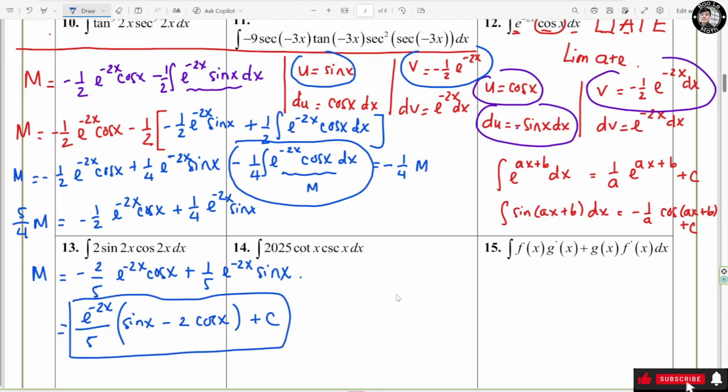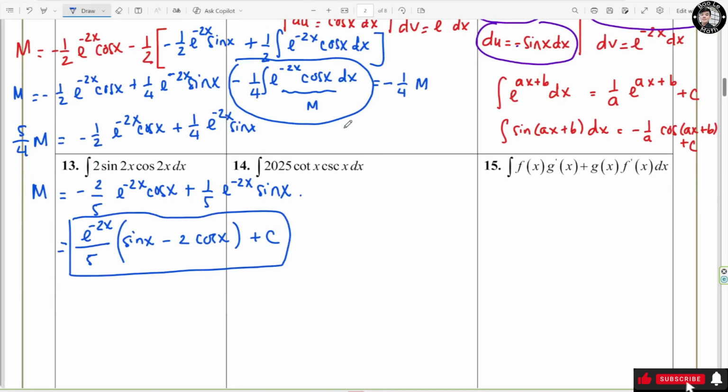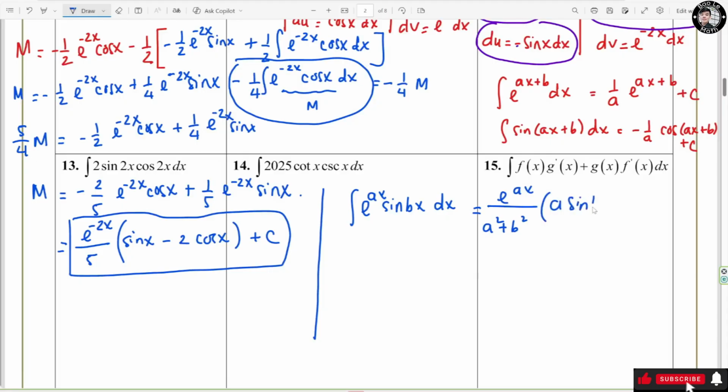Alright, now we have a shortcut formula to do this one faster. Better you memorize the formula to do the MCQ. It helps you a lot. Alright, so if I have antiderivative of e to the as sine bs ds, it's going to be e to the as over a square plus b square times a sine bs minus b cosine bs plus c.